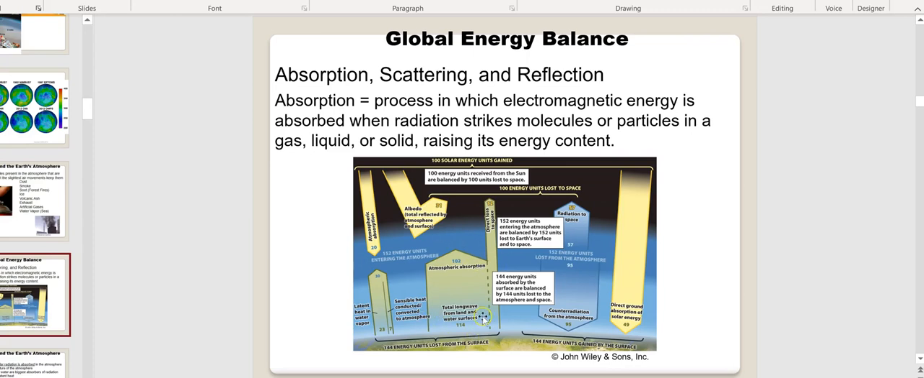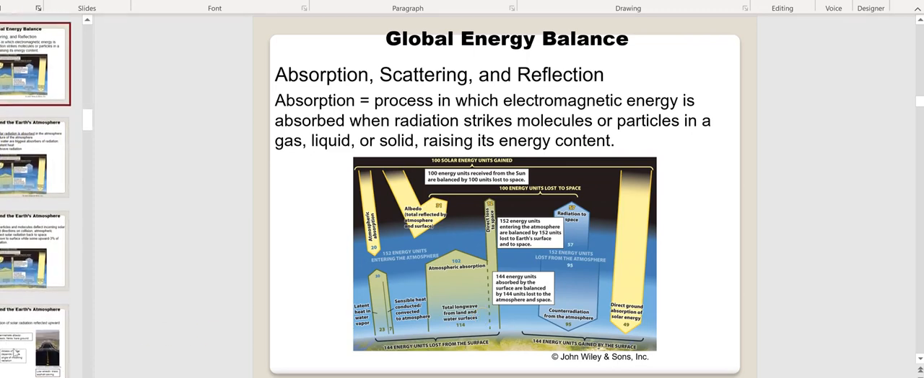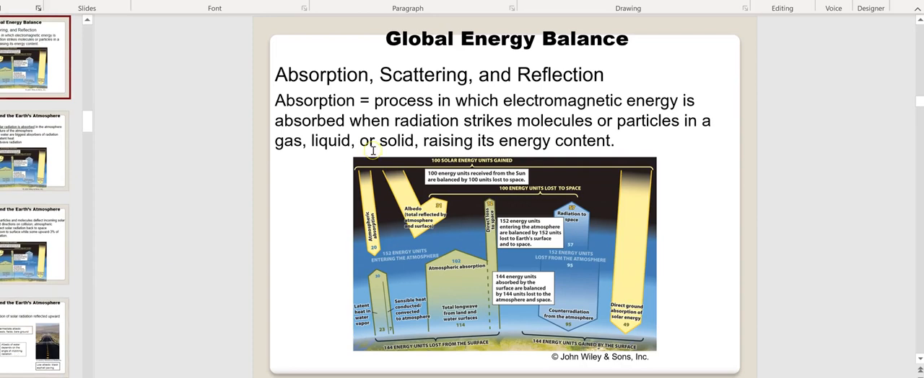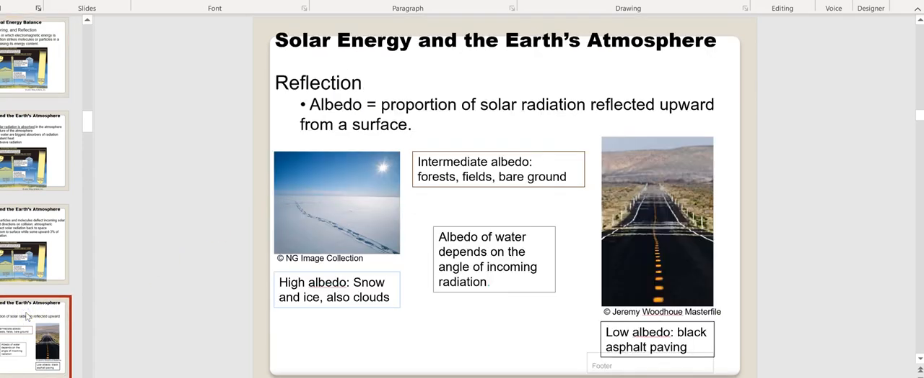What starts to happen is that, sensibly, our Earth is going to heat up, which makes sense. So, in this global energy balance, we have three ways that Earth's energy can behave. It can either be absorbed, scattered, or reflected. So let's scroll down and talk about how the solar radiation can be reflected. One of those ways is a term we call albedo. Albedo is the proportion of solar radiation reflected up from a surface.